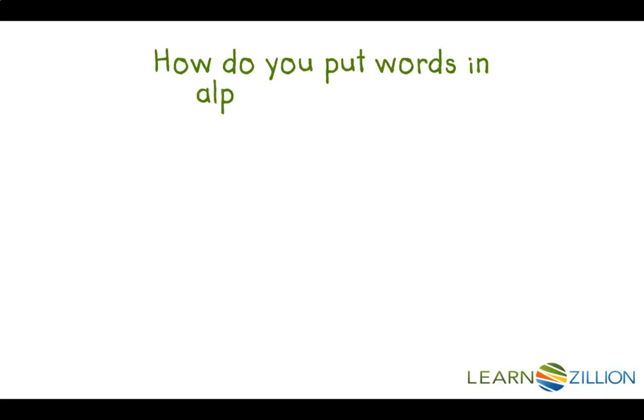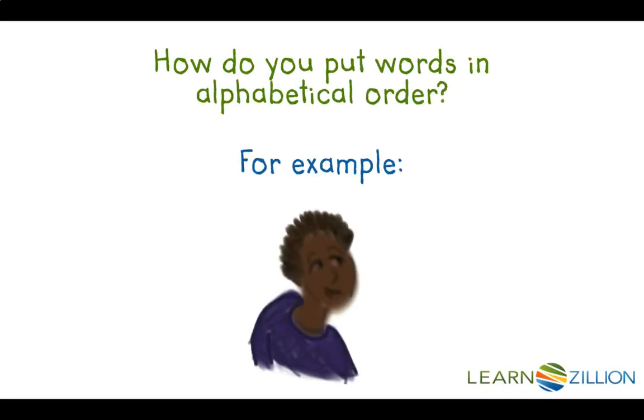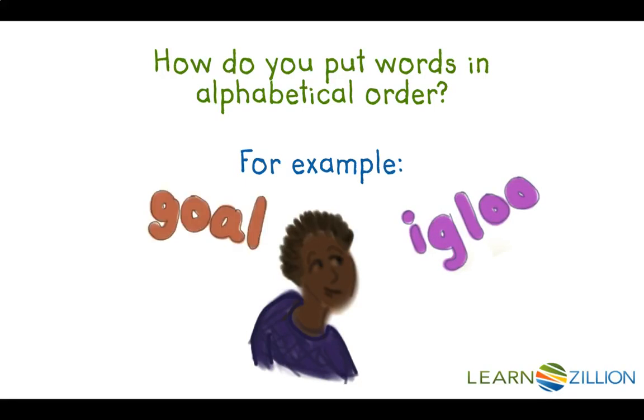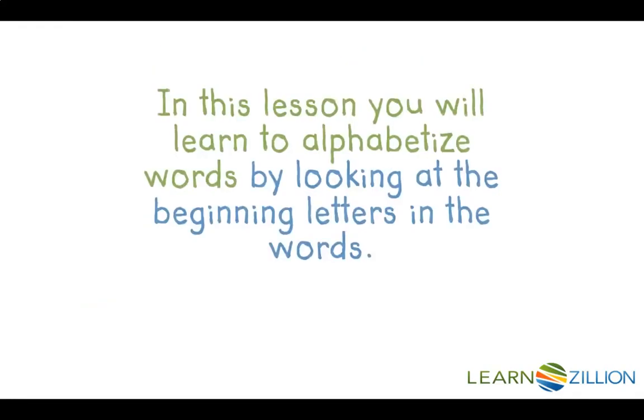How do you put words in alphabetical order? For example, igloo, goal, grain, and hobby. In this lesson, you will learn to alphabetize words by looking at the beginning letters in the words.